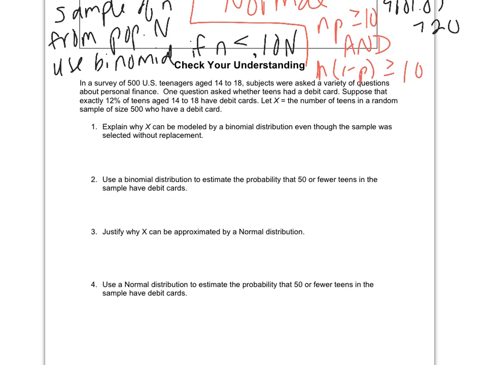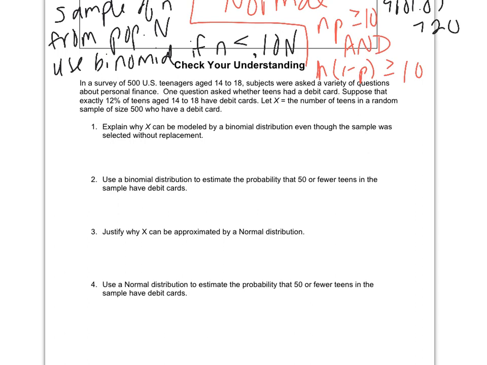So in a survey of 500 U.S. teenagers aged 14 to 18, subjects were asked a variety of questions about personal finance. One question asked whether teens had a debit card. Suppose that exactly 12% of teens aged 14 to 18 have debit cards. Let X equal the number of teens in a random sample of size 500 who have a debit card. Explain why X can be modeled by a binomial distribution even though the sample was selected without replacement.